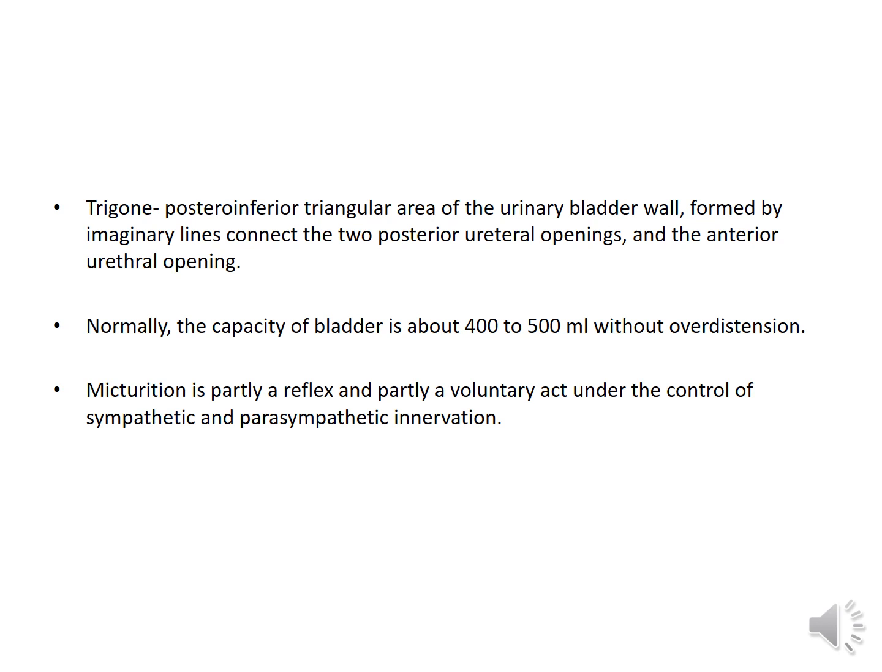And what you have to remember is there is an area called trigone in the urinary bladder. It is the posterior inferior triangular area which is present in the bladder wall. It is formed by imaginary lines which connect the two posterior ureteral openings and the anterior urethral opening. Normally, the capacity of the urinary bladder is about 400 to 500 ml of urine without overdistension. Micturition is partly a reflex and partly a voluntary act under the control of sympathetic and parasympathetic innervation.